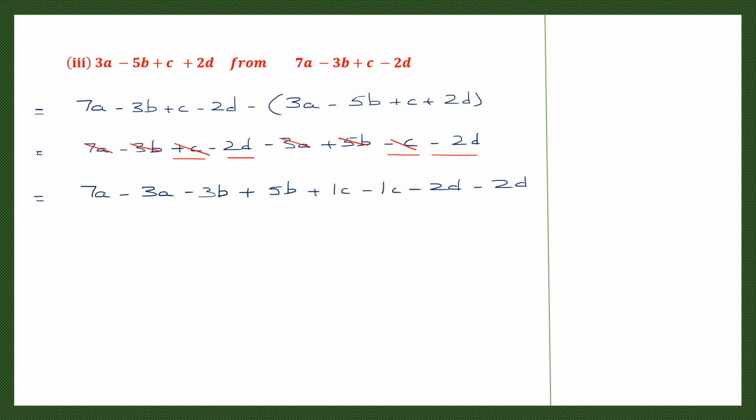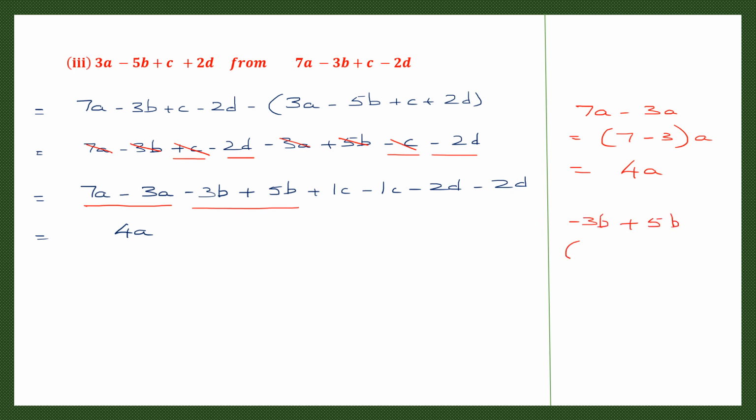Let's work on the like terms. Here we have 7a minus 3a. So you know how that's done. Take only the numbers 7 minus 3. So 7 minus 3 is 4. So here we have 4a. Now let's take the b's. Minus 3b plus 5b. Take only the numbers minus 3 plus 5. Put the sign of the bigger number and subtract. 5 minus 3 is 2. So that's 2b. So plus 2b.